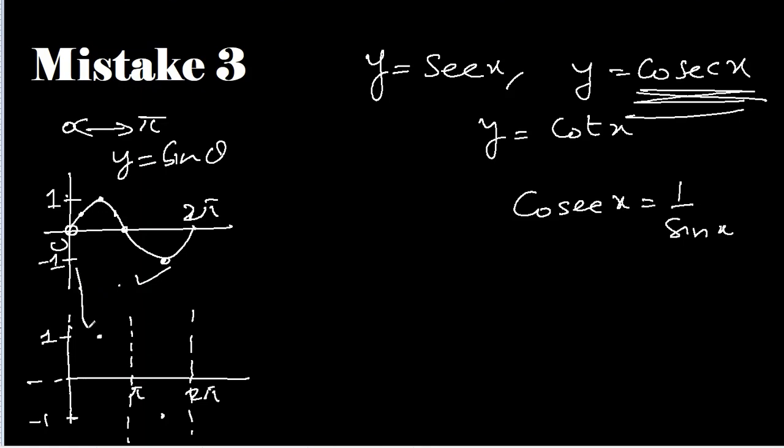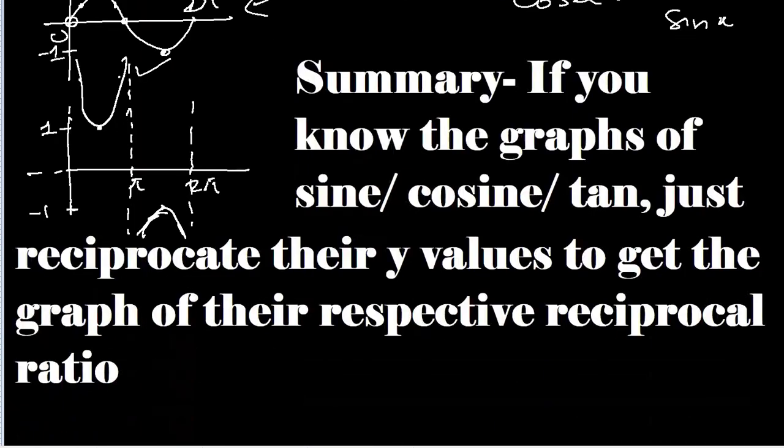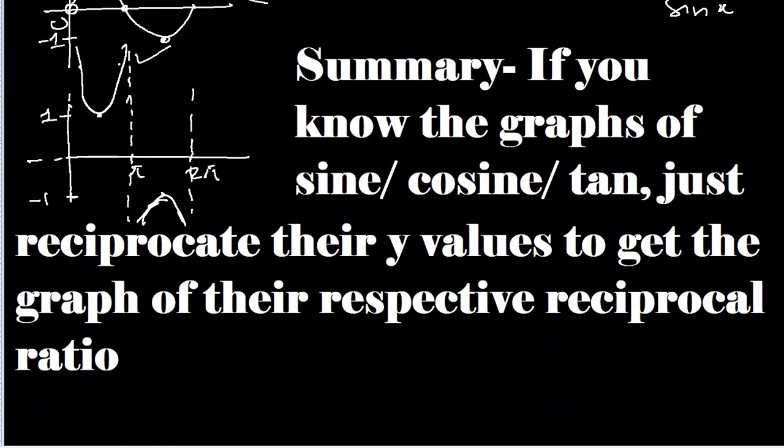So that means the graph of cosecant x is this, not touching these lines, and it will be inverted here, not touching these lines. And we got the graph so easily. If we remember very clearly how the sine, cos and tan graphs look, just reciprocate them and you'll get the graphs of cosecant, secant and cot. And here is the summary of what I just said.